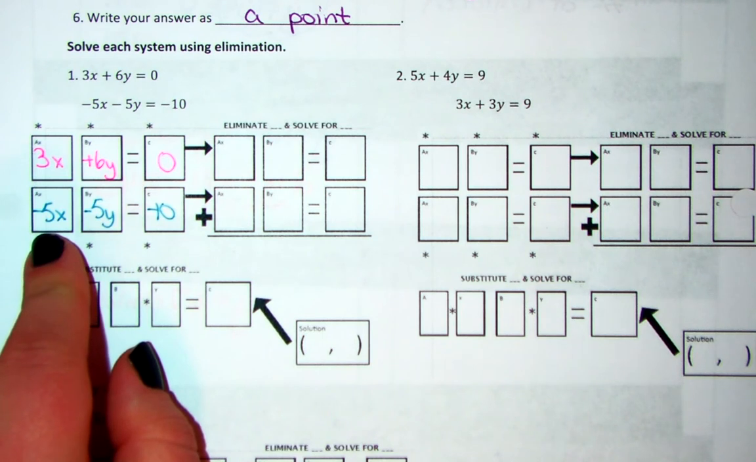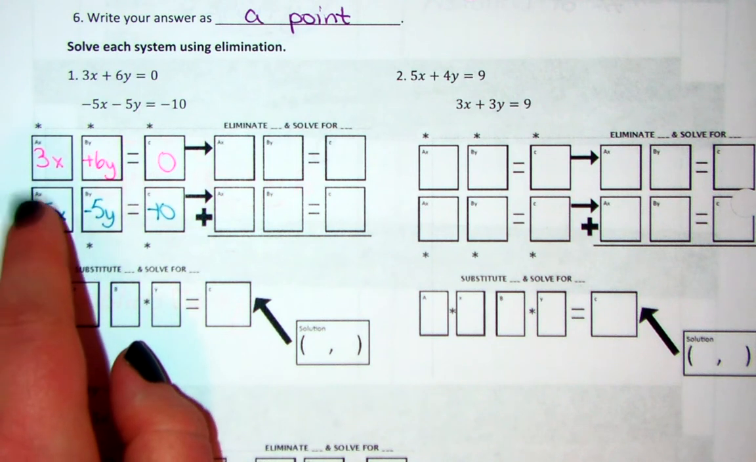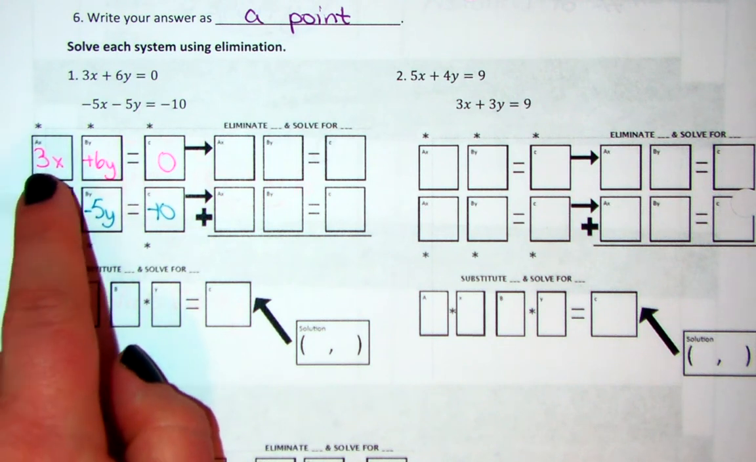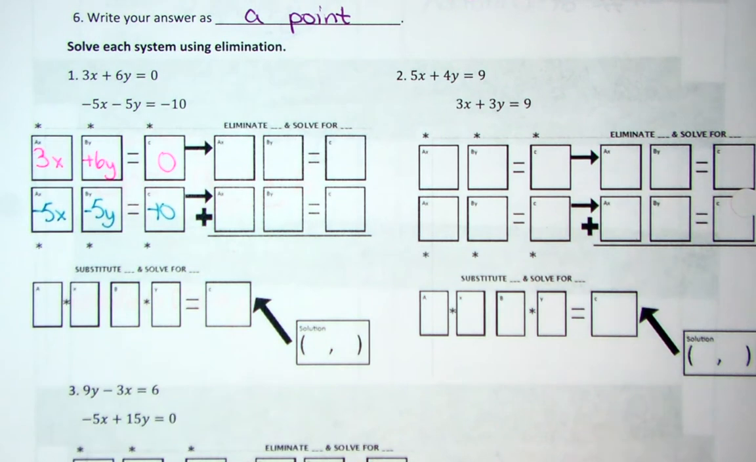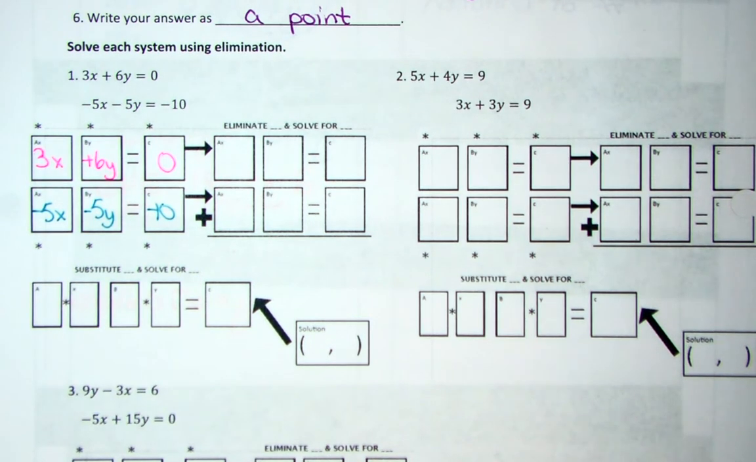If I wanted to cancel out my x's, I would need to look at 5 and 3 and decide what number do both of those go into. And that would be 15. If you can't think of a number that both of them go into, you can always just multiply the bottom equation by the coefficient from the top and the top equation by the coefficient from the bottom. Sometimes that will end up giving you the smallest number that they'll both go into, and sometimes that'll end up just giving you a number that they both go into, meaning you'll have to deal with bigger numbers, but you'll still be able to eliminate.